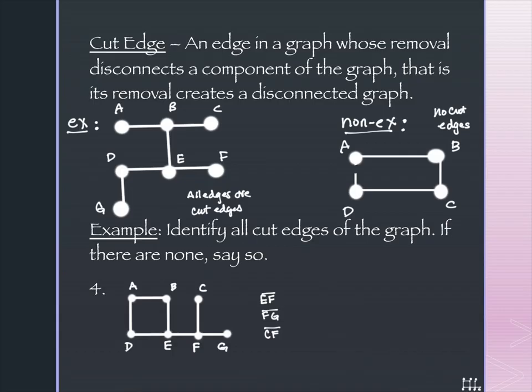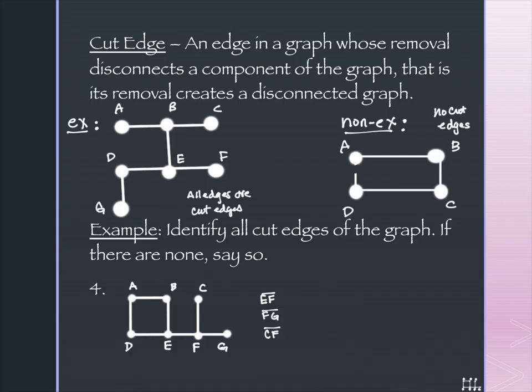No, everything that I tried to disconnect in the piece that looks like a square creates a cycle. I've got a circular, cyclic piece, a circuit kind of piece, and it's like my non-example where it doesn't disconnect anything from the rest of it. So these are the 3 cut edges for this particular graph. We're going to be using these cut edges in our next theorem, which is why we need a good idea of what these are.